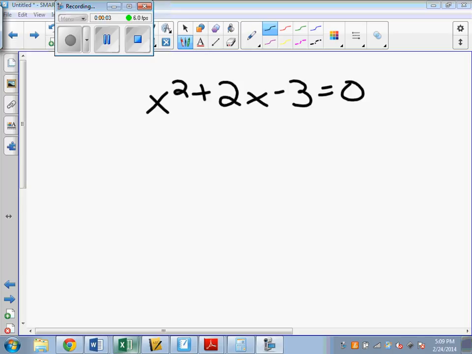Hi again. So now I'm going to make a video on how to solve a quadratic equation. This one happens to be a quadratic equation without a leading coefficient. So the very first thing when we're solving equations, we need to make sure that it's equal to 0, which it is in this case. So our next step is to factor our trinomial.